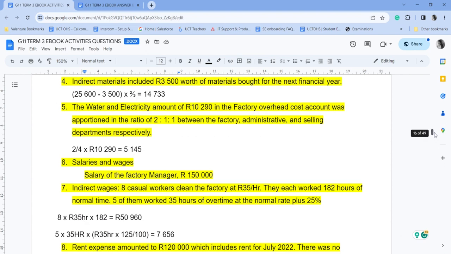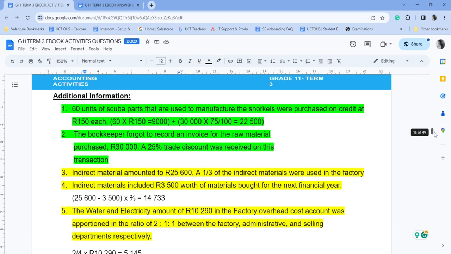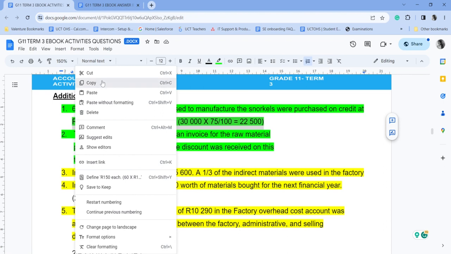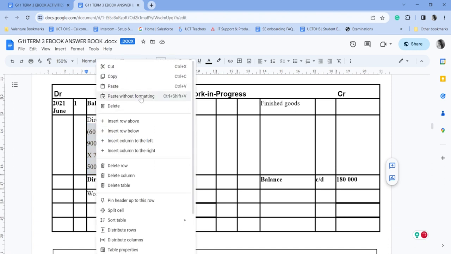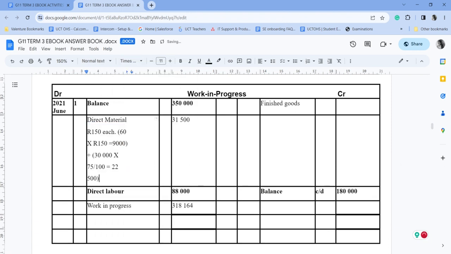So in this case, I have put in my factory overhead here of 318,164. I just want to double check the other one. It looks okay. I'm just going to check this again one more time. Okay, it doesn't make any difference. Any case, this is the information that I have.